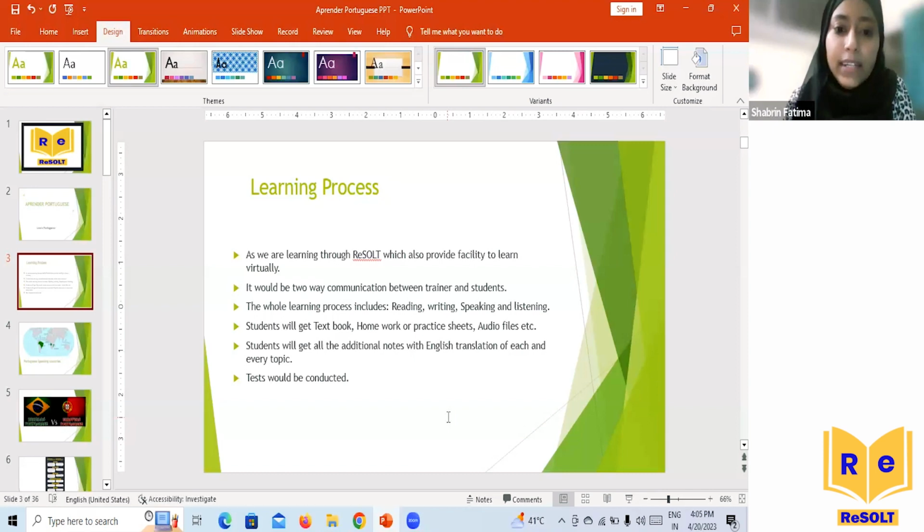Next, students will get all the additional notes. Apart from the textbook, homework and practice sheets, and audio files, you will also get additional notes with English translation of each and every topic. Next, a test would be conducted after every level.